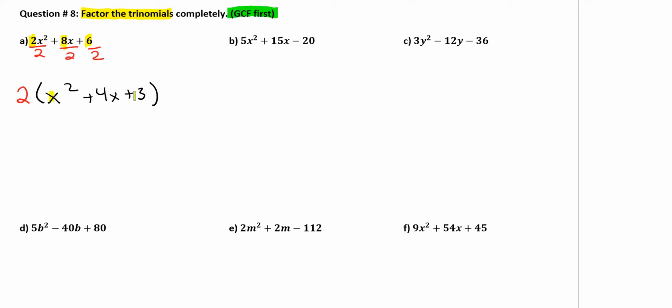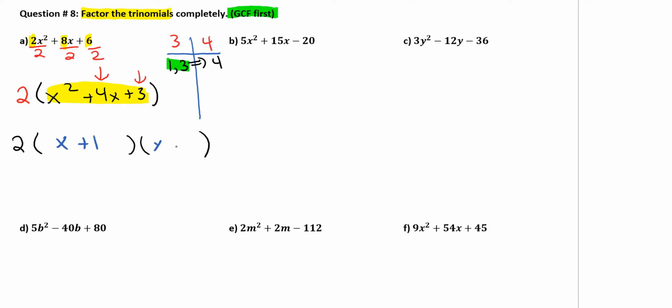After that, this inside trinomial right here in yellow, you can factor that by creating a table. So in your table, you would pick the last number, which is 3, and the middle number, which is 4. So you need to find two numbers that multiply to 3, and those two numbers need to add to 4. So 1 and 3 would work because 1 times 3 is 3, and 1 plus 3 is 4. So in order to finish this off, I need two more brackets, and then I pick my numbers 1 and 3. So this would be x plus 1 and x plus 3. And that would be my final answer.